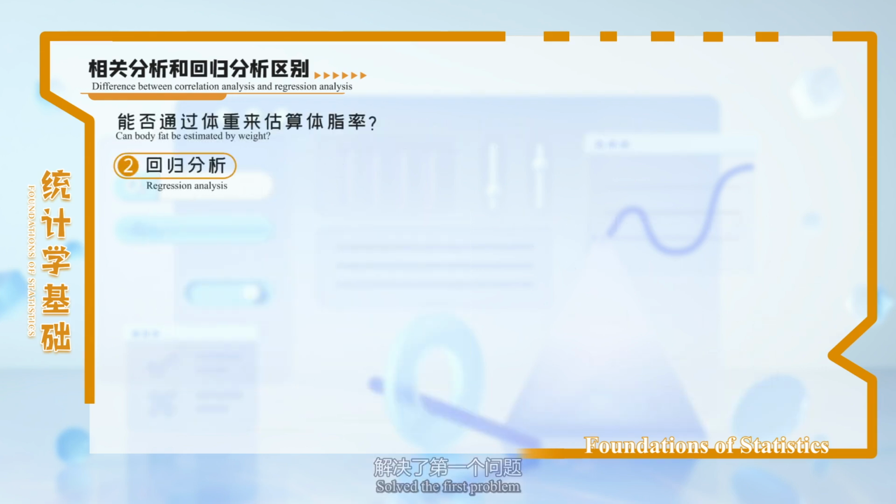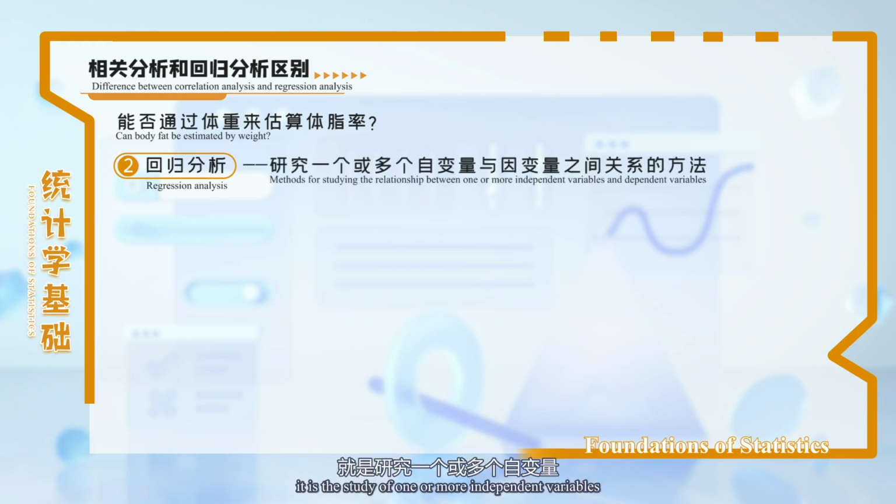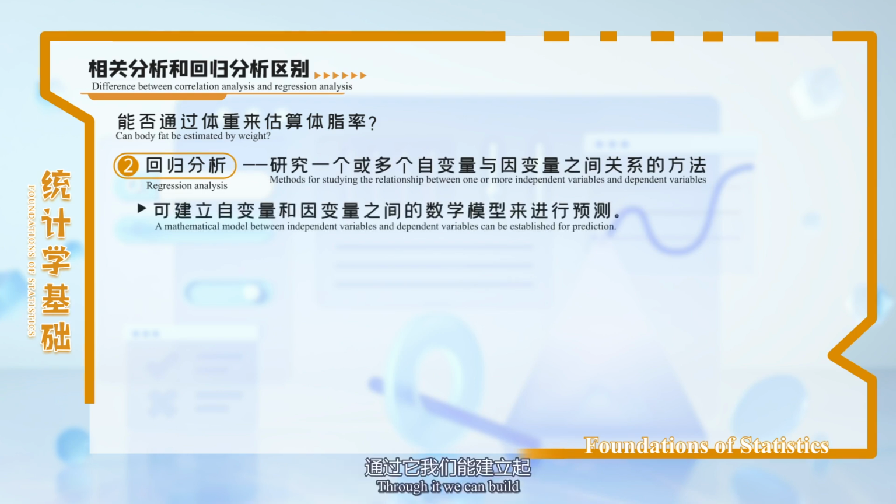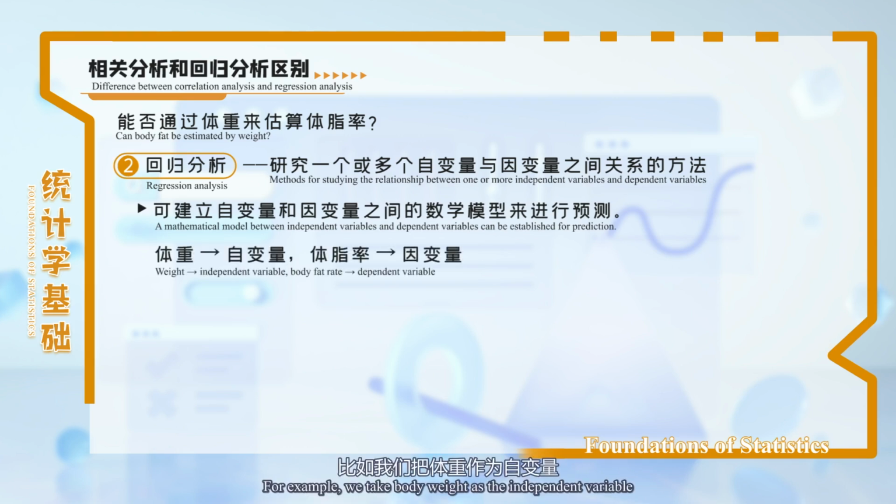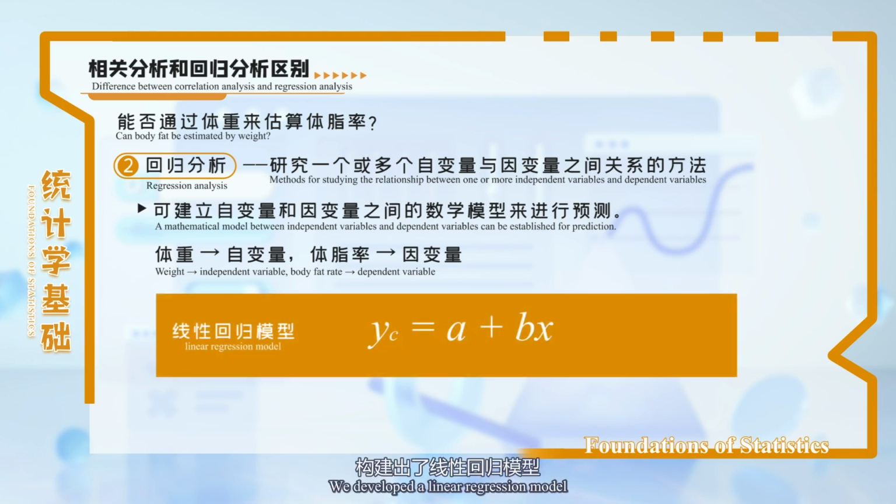Now the second question: can you estimate body fat percentage by weight? This requires regression analysis to solve. Regression analysis is the study of how one or more independent variables relate to the dependent variable. Through it we can build a mathematical model between independent and dependent variables, and then use that model to make predictions. For example, we take body weight as the independent variable and body fat percentage as the dependent variable. We develop a linear regression model and get a regression straight line. According to this line, we can roughly predict body fat percentage from weight. Y equals a plus bX.